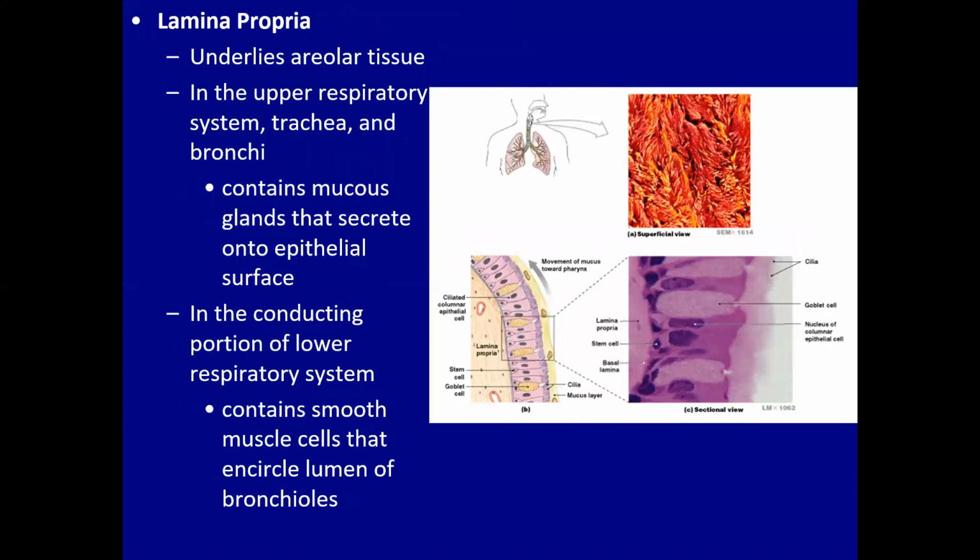The lamina propria is the area that underlies the areolar tissue. There are many, many mucus glands that we are going to find within this tissue, not the lamina propria specifically, and these mucus glands are going to secrete onto the epithelial surface. In the lower portion, there are smooth muscle cells that encircle the lumen of the bronchioles that allow for constriction and dilation.